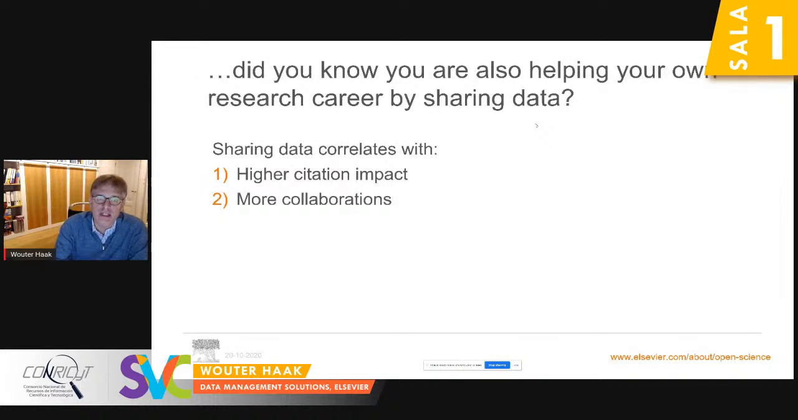There are some very good reasons why it helps researchers to share data. And the biggest reason is that it helps their career. Sharing data correlates with higher citation impact, and it correlates with more collaborations. That intuitively makes sense. If you share your data, people will use your article and your data maybe more frequently. And also, when you share your data, you attract others to collaborate with you more easily. Let's look at the numbers.